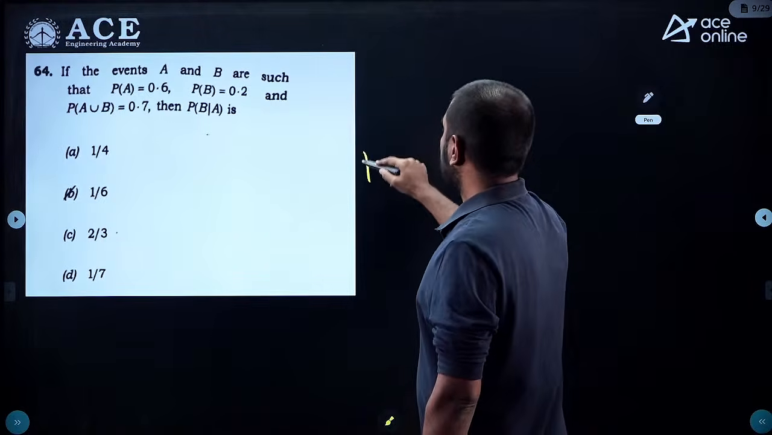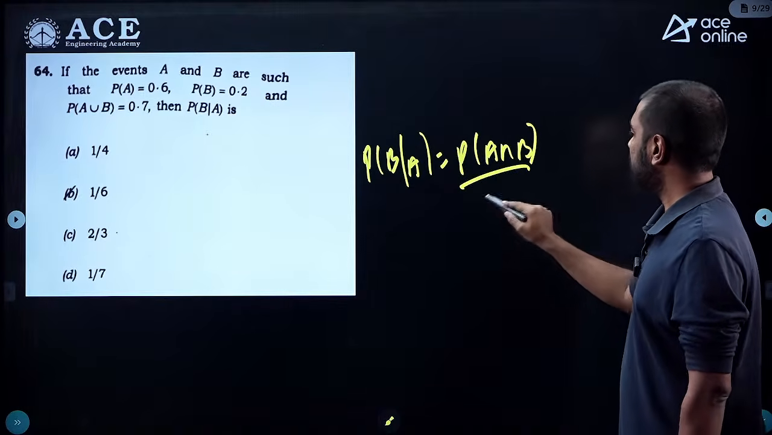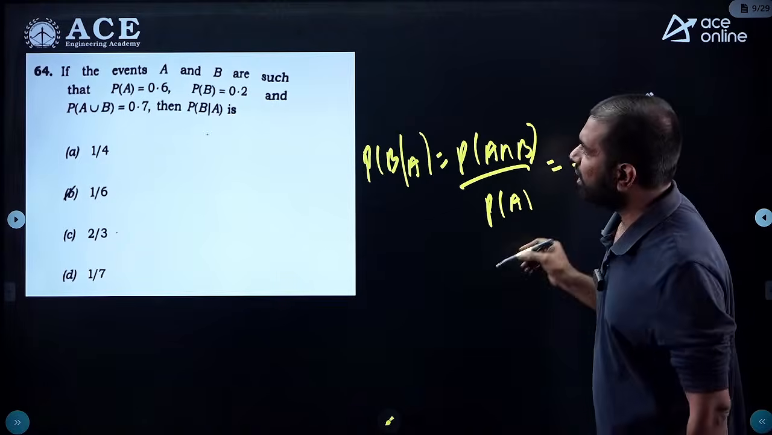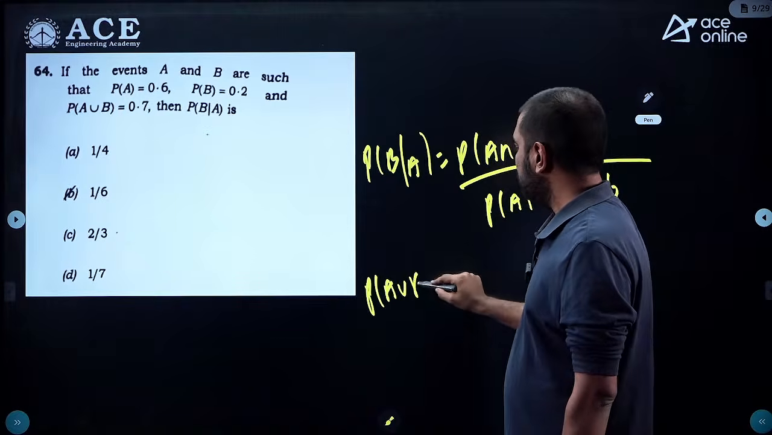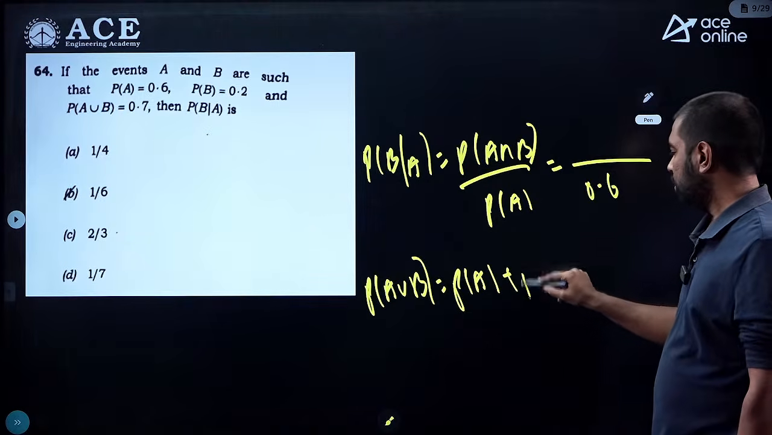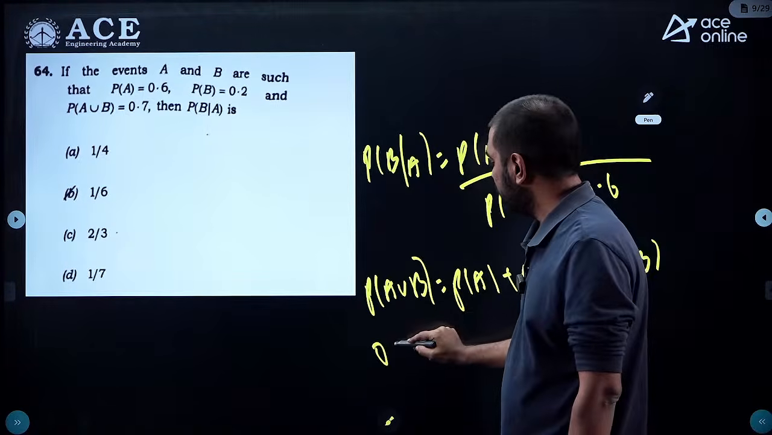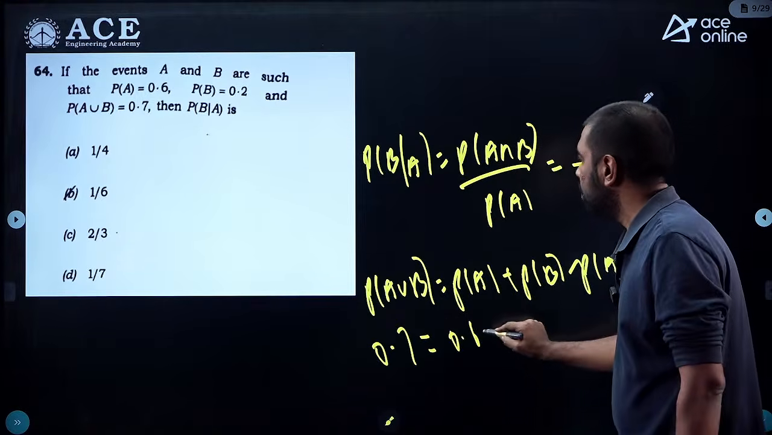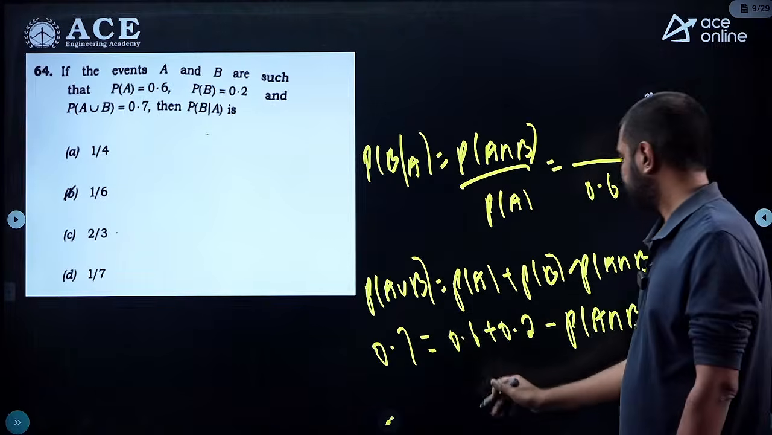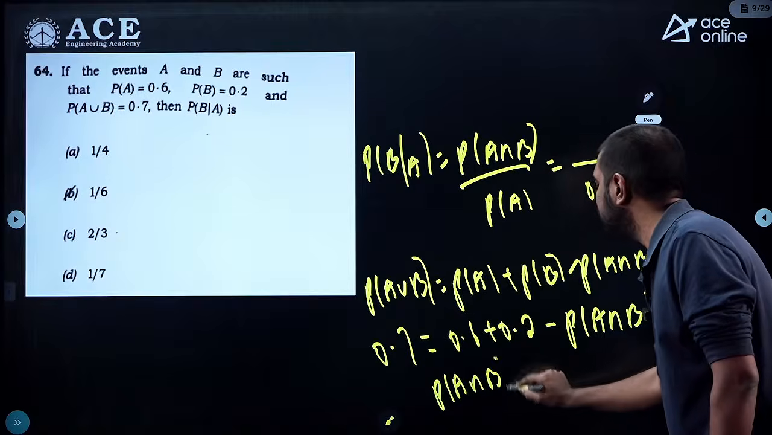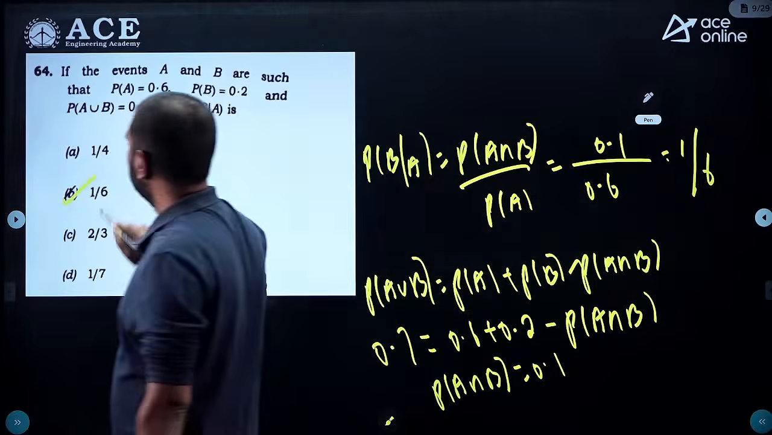Here the conditional probability is asked. Conditional probability expression. This is very simple. It is probability of A intersection B by probability of A. Probability of A is 0.6. We need to extract probability of A intersection B. We know probability of A union B is P of A plus P of B minus P of A intersection B. This is 0.7 equal to 0.6 plus 0.2 minus, we don't know this. So if you rearrange, this is 0.8. The probability of A intersection B value is 0.1, and then you put 0.1 here, it is 1 by 6. So which is option B.